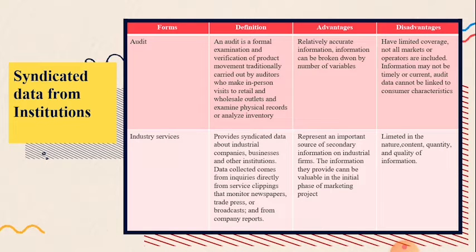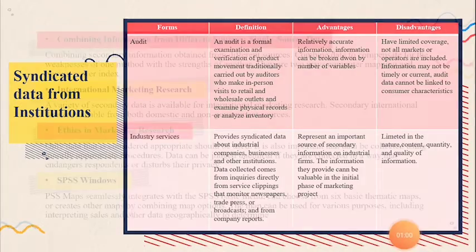Audit is a formal examination and verification of product movement traditionally carried out by auditors who make in-person visit to retail and wholesale outlets and examine physical record or analyze inventory. Industry service provides syndicated data about industrial companies, business, and other institutions. Data collected come from inquiries directly from surface, clippings that monitor newspaper, trade press, or broadcast, and from company report.